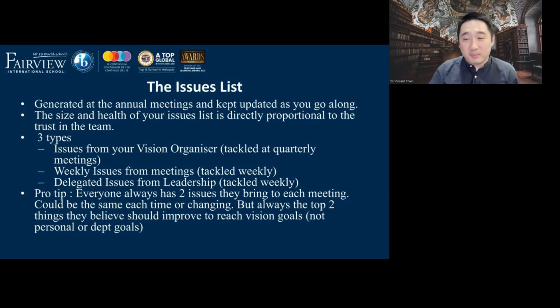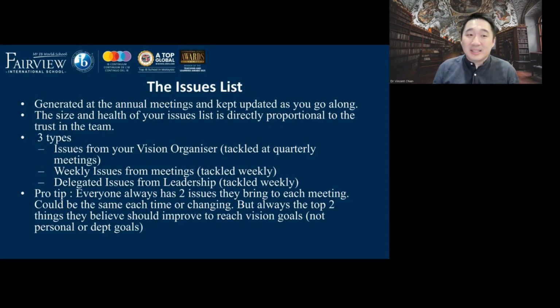So, first of all, you need to have an issue list. As middle management, you have lots of things happening. And if you don't write down all the issues that you have in your department, you're not going to be able to keep track of things. Now, you're going to have a big issue list that comes from the annual meetings that you organize to talk about the big targets for the department.